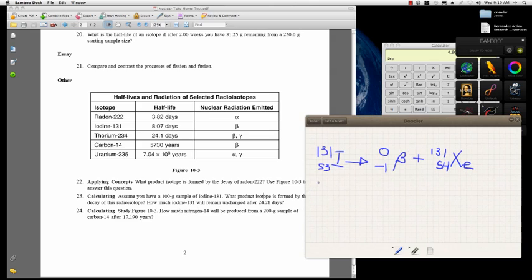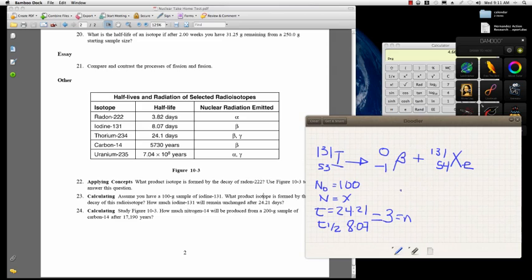So we start off with 100 grams, N0 is equal to 100 grams. And we're looking for N, this is our X. It gives us a time of 24.21 days. And if you look on the chart up there, they were nice enough to give you the half-life for iodine of 8.07 days. So dividing these two gives me 3 half-lives is equal to n.